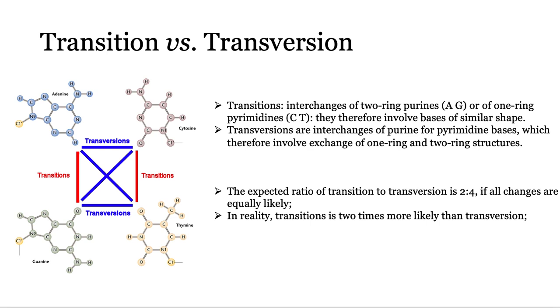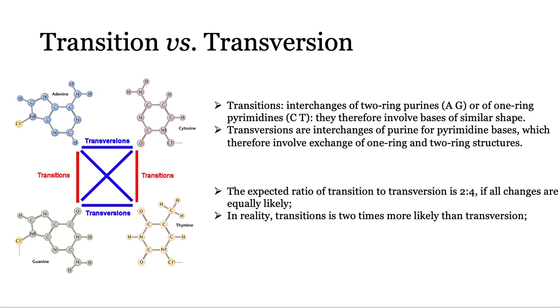If the change happens between nucleotides that have a similar structure, either between pyrimidines or between purines, it's called transition. And if it happens from two rings to one ring or from one ring to two rings, it's called transversion. And there are only two possible types of transition, but there are four possible types of transversion.